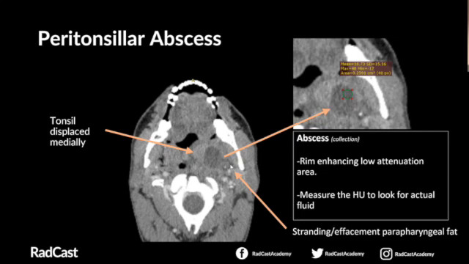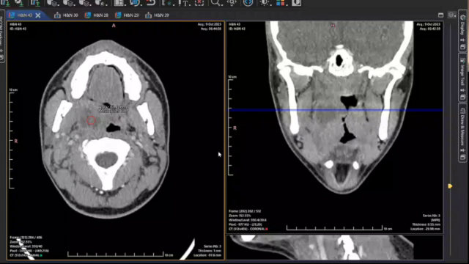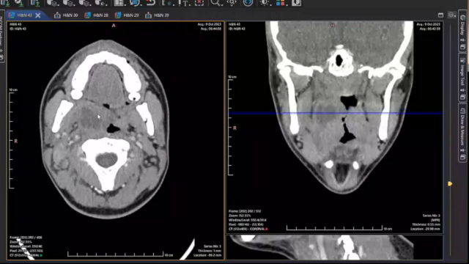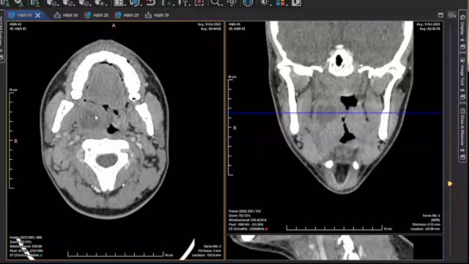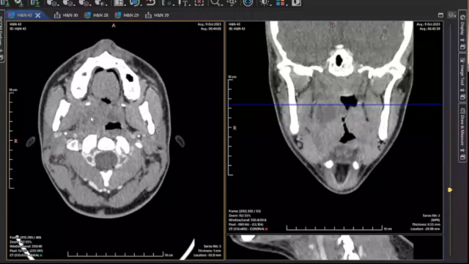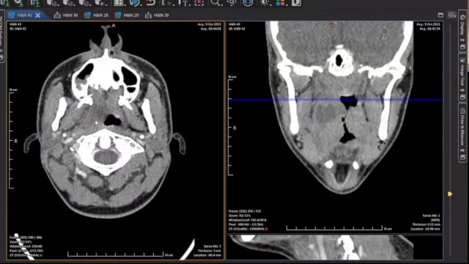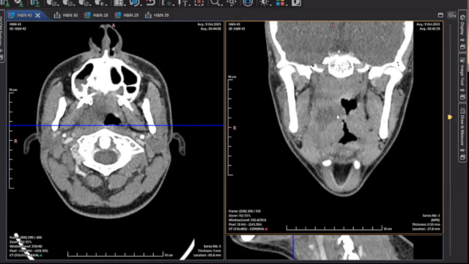I've got an example of a peritonsillar abscess. You can see I've measured the Hounsfield unit there. You see this well-defined, low attenuation area with rim enhancement. If you look, you can see the tonsil displaced inferomedially. It's easier to see on the coronal. So this is an abscess in the peritonsillar region between the tonsil and the pharyngeal constrictor.